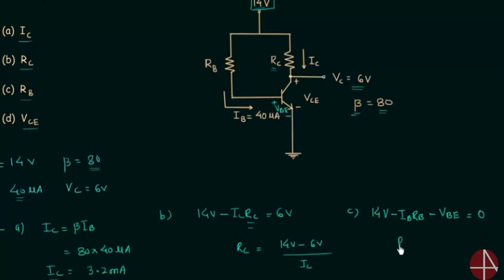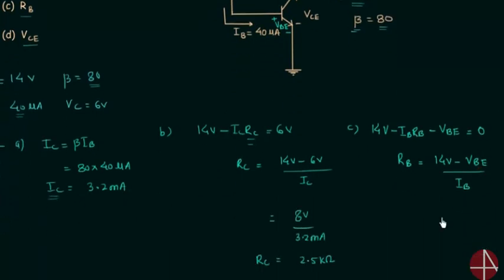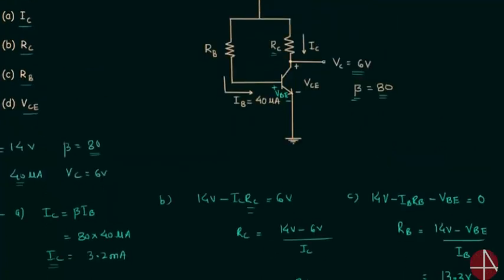I can easily find out RB. It is equal to 14 volts minus VBE divided by the base current IB. VBE is equal to 0.7 volts. So we have 13.3 volts divided by 40 microamps. When you solve this, you will have the value of RB equal to 32.5 kilo ohms.